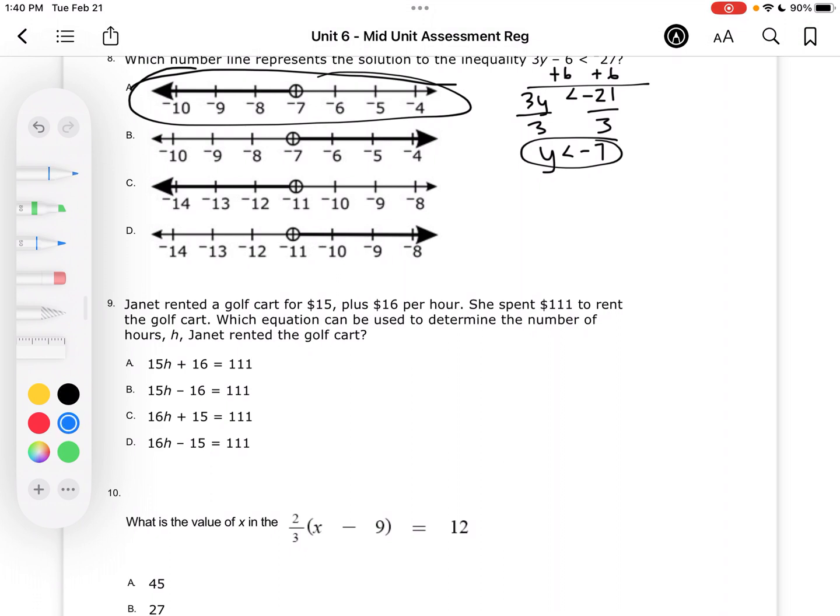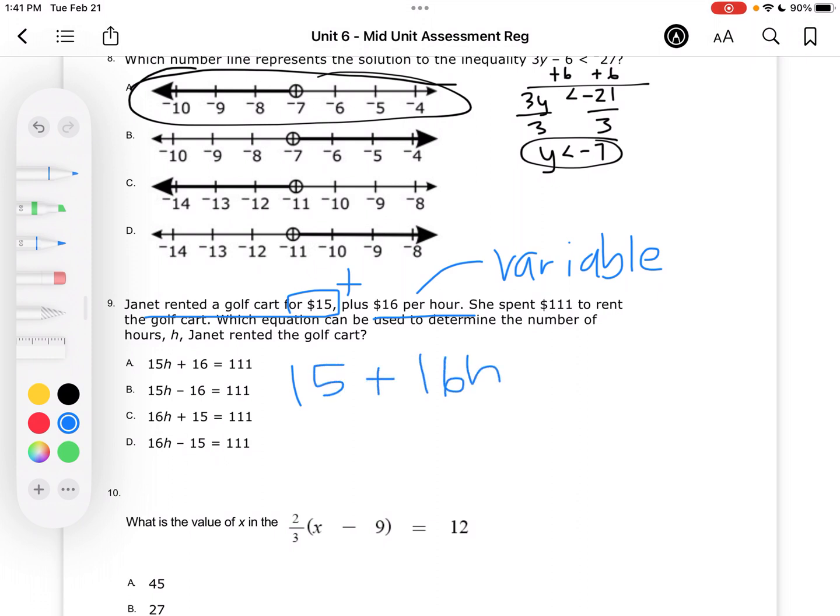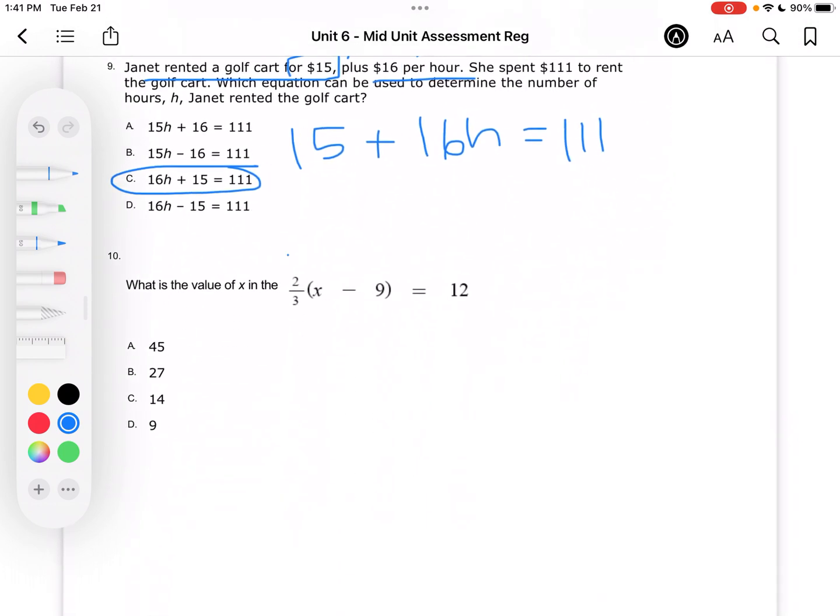Number 9 says that Janet rented a golf cart for $15 plus $16 per hour. That tells me where my variable goes. So 15 plus the $16 per hour, and in total I spent 111. So when I look, I can flip-flop this stuff around, but I know that I have to have a positive 15 and a positive 16H. So I know that my answer is going to be C. Next one.